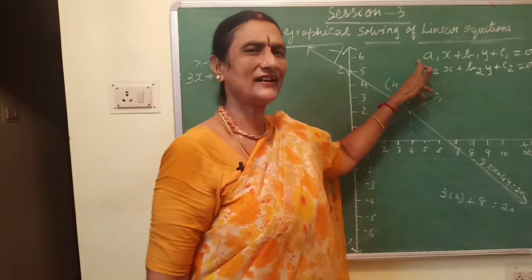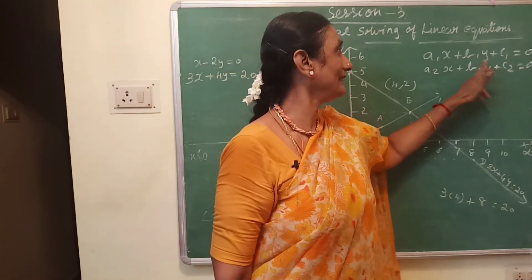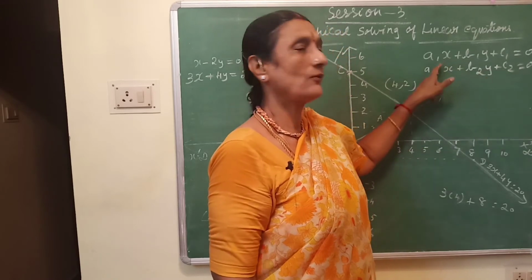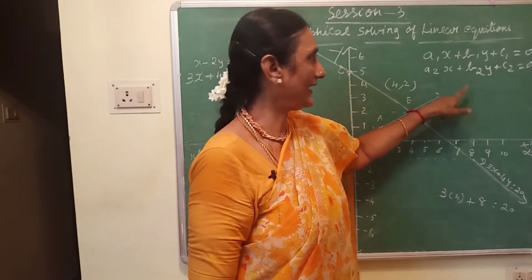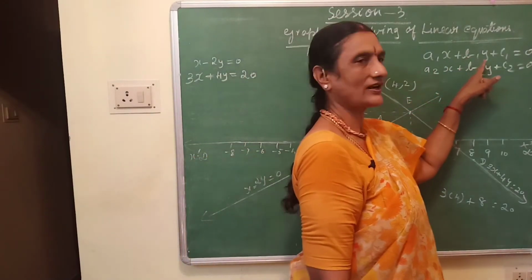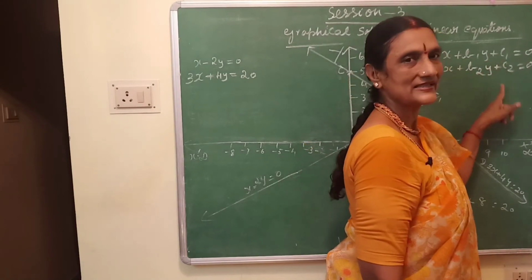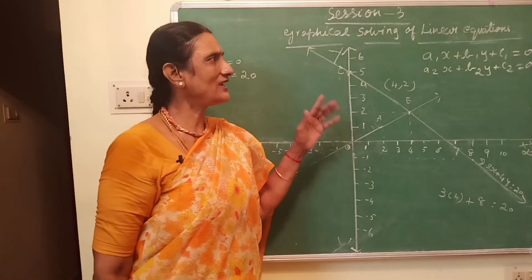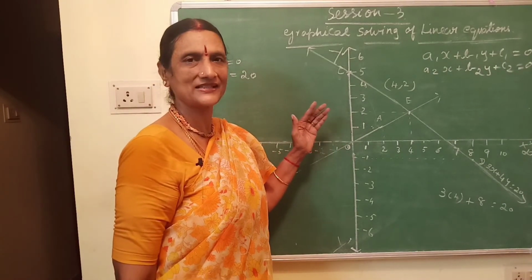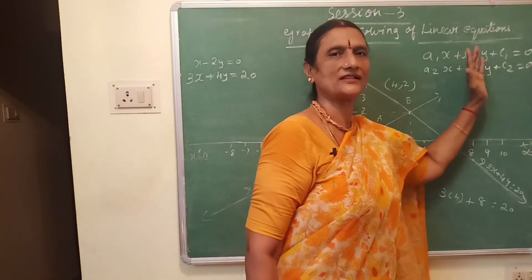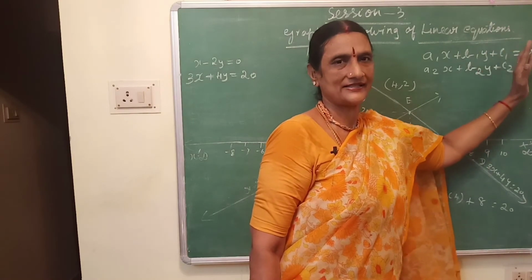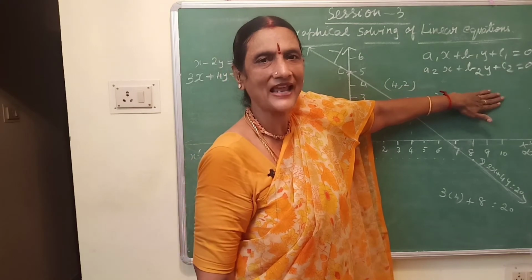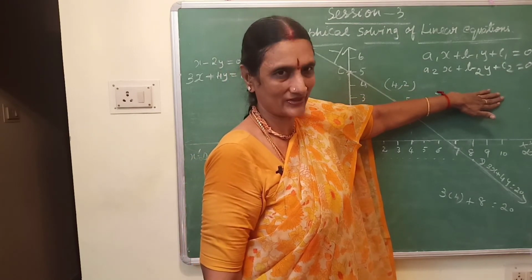What are these a1, a2, b1, b2 and c1, c2? a1 and a2 are the coefficients of x, b1, b2 are the coefficients of y, c1, c2 are the constant terms. Generally, for solving the equations algebraically, we will transpose the constant to the RHS. But that doesn't matter. This is taken to be the standard form of a linear equation.